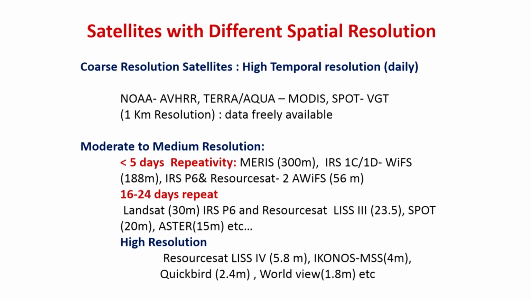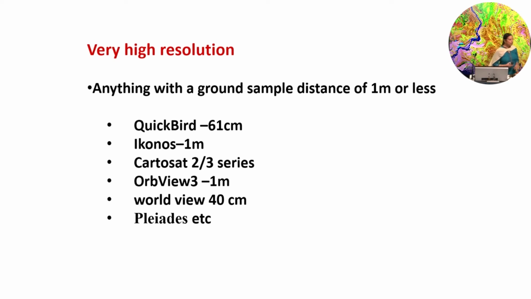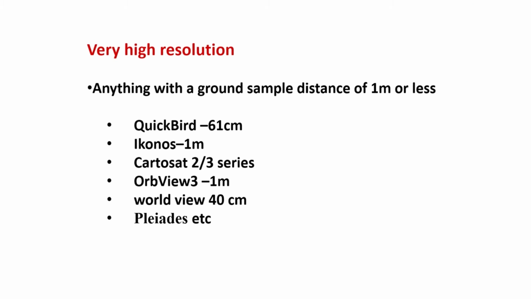Then we have the high resolution, which is around 5 to 10 meters, of the order from 1 to 5 meters in that region. You have ResourceSat, Ikonos, QuickBird, WorldView, which have a variable resolution between 1 to 5 meters and can be used for different applications. Very high resolution is generally a new term that came after the launch of very high resolution satellites, which give you a spatial resolution of less than a meter.